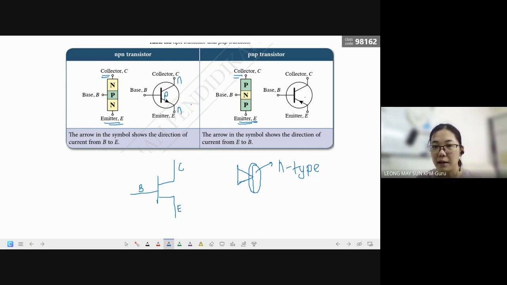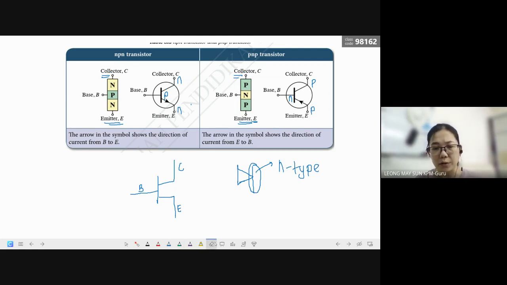Then in this other transistor, the arrow is pointing inwards. The arrow is pointing towards the base. So as I told you just now, the arrow points towards the negative terminal. So the N is actually located over here. So this is actually a PNP transistor. So that's how I remember whether it is an NPN transistor or a PNP transistor.